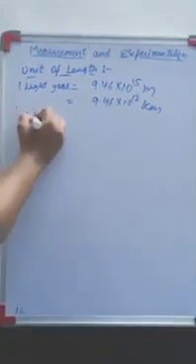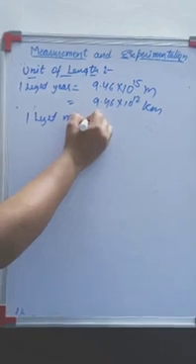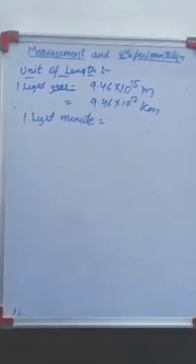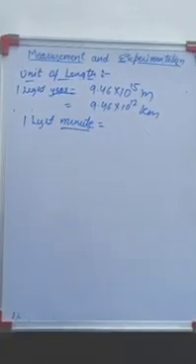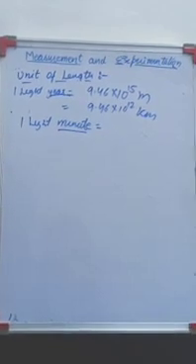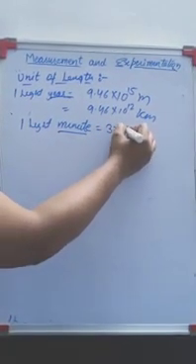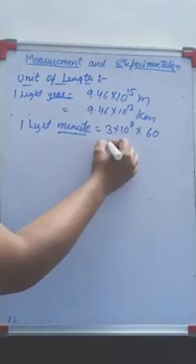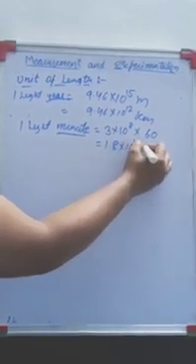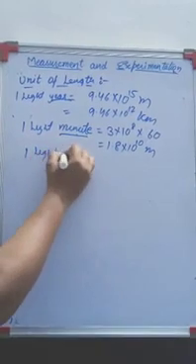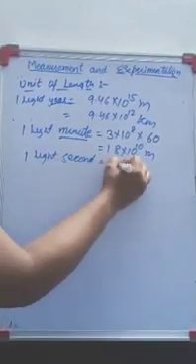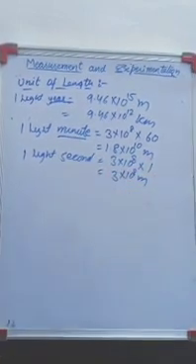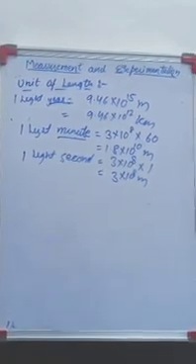Further, units are 1 light minute, right? What will be the difference? It was year, so time was taken in year and year was converted into second. But now, if I am taking the minute, the time minute will be taken and then minute will be converted into second. So, it will become 3 into 10 power 8 into 60, which is 1.8 into 10 power 10 meter. Another unit is 1 light second. So, 3 into 10 power 8 into 1, so it will become 3 into 10 power 8 meter. So, these are the light year and the other units.